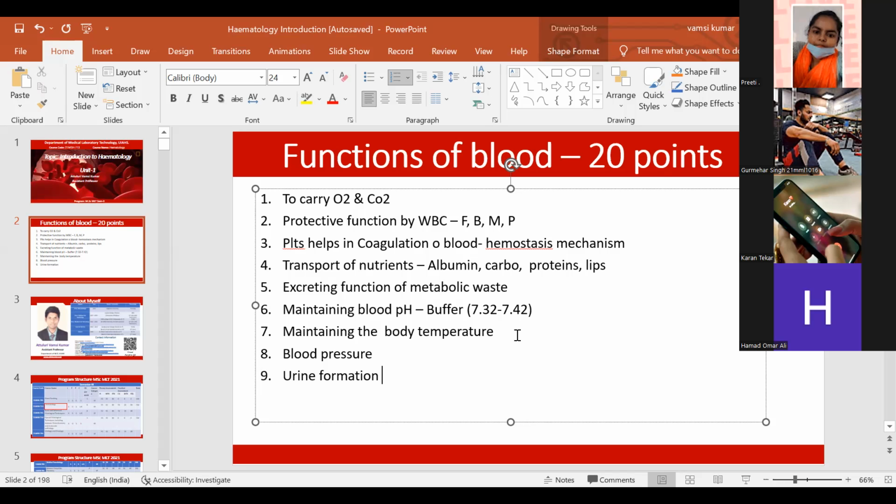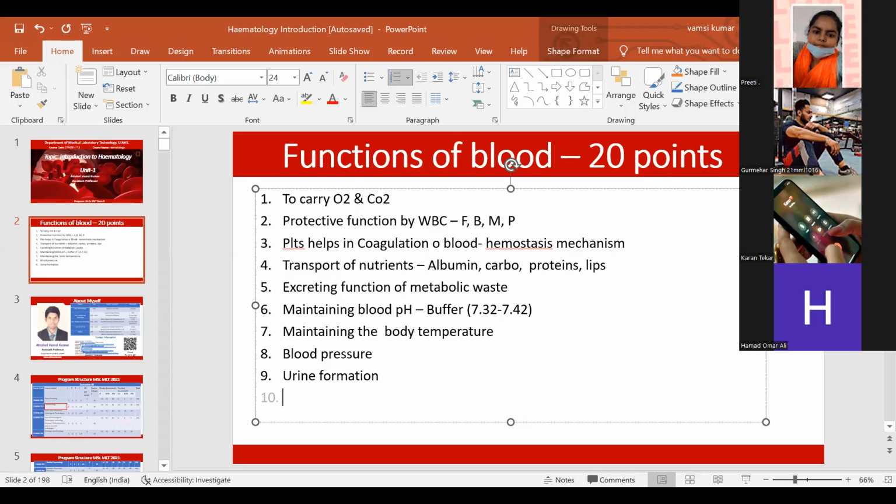So without blood, we won't get urine. Without urine, we can't excrete toxic products. Without excreting them, we will die instantaneously or eventually. So that's why urine formation is also one important function of the blood. Any other indirect functions of blood like this? Can you tell me?